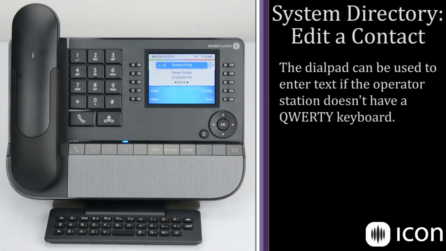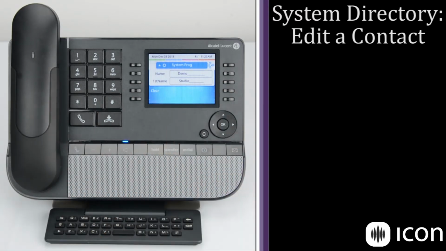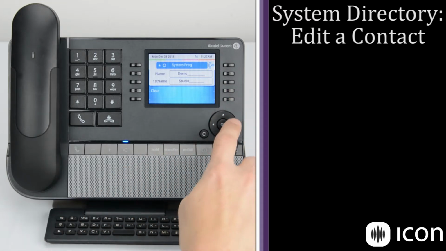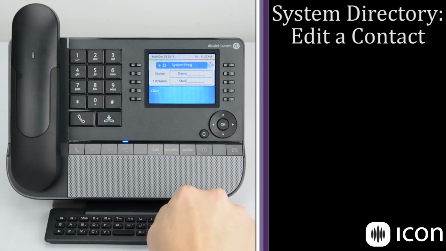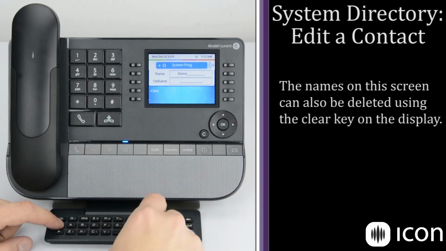Press OK. Now this screen shows that we have the studio demo station selected, so press Modify to make our changes. And on this screen we can edit the name. I'll move to the first name field using the navigation array. I'll scroll over here to the end, use the keyboard to delete, and I'll change this name to Lab.